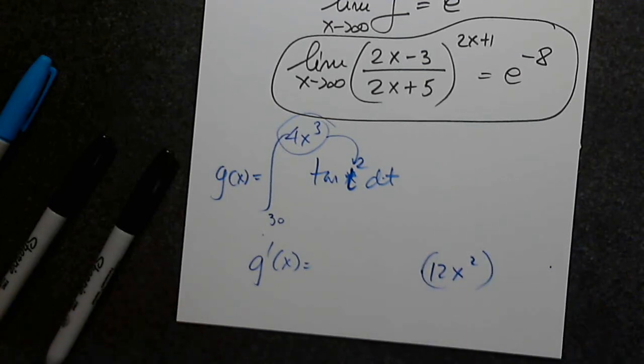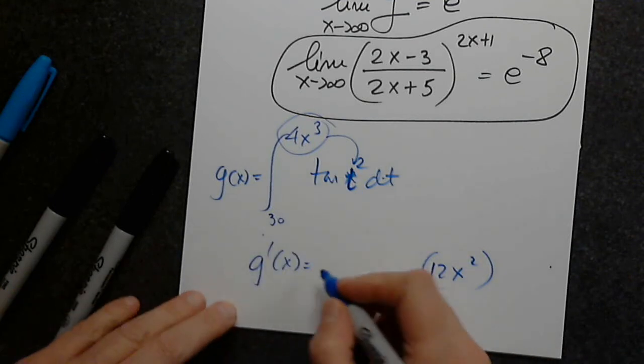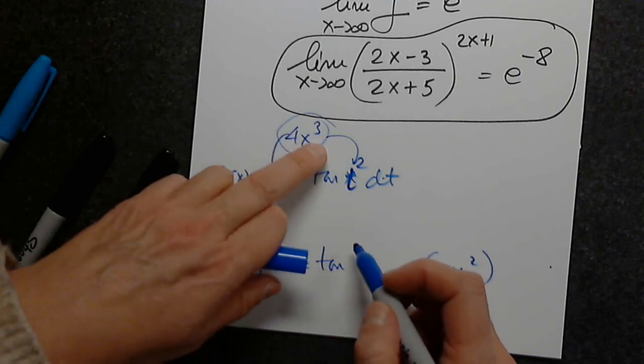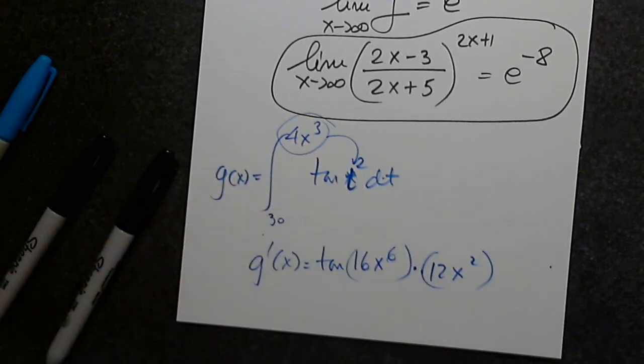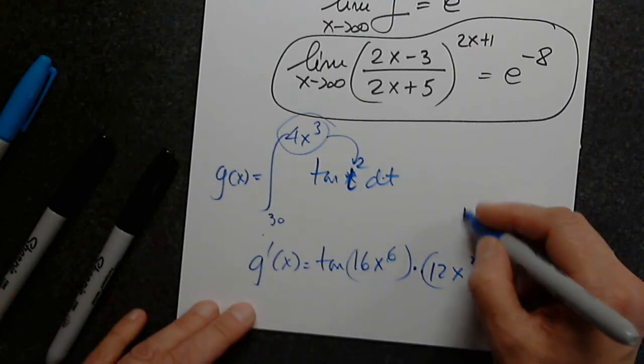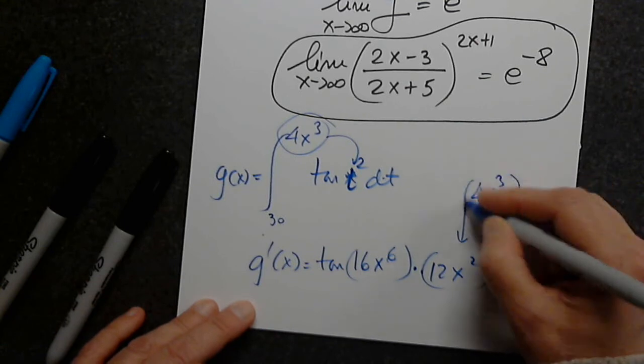If you forget to multiply by 12x squared, you're not using the chain rule. In this case, we have to use the chain rule. You're differentiating the integral, but you also have to differentiate the inner function. So when I differentiate the integral, I will get tangent of (4x cubed) squared, which is 16x to the 6th. But I have to multiply by (4x cubed) prime.